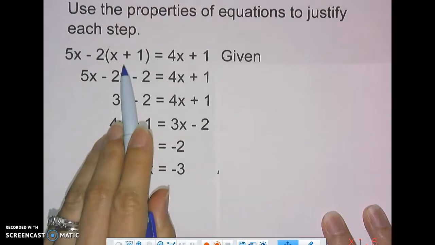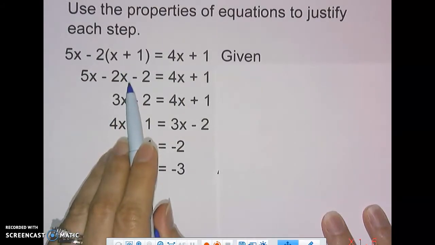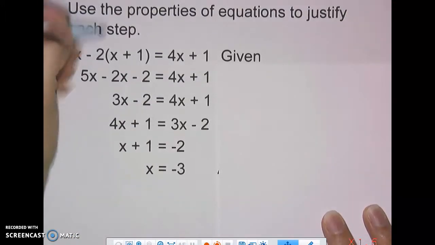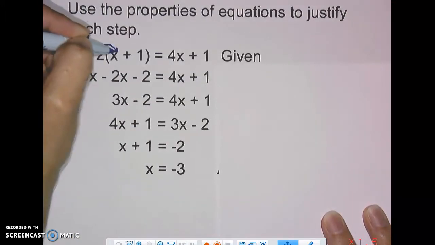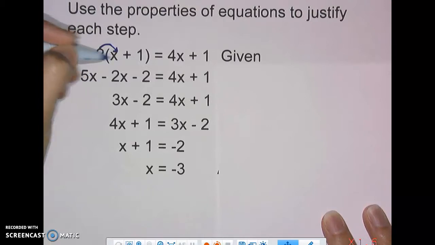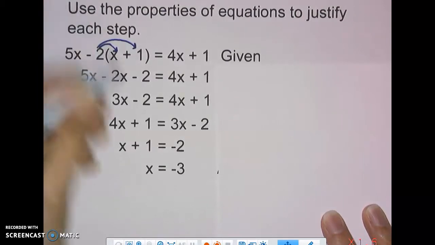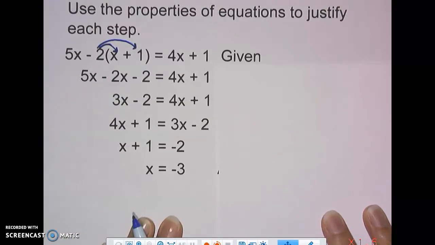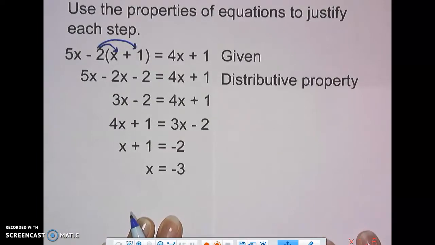We had parentheses on the left, but they went away. Well, what property is that when we can get rid of the number in front of parentheses? That's where if we take negative 2 times x, we get negative 2x, and negative 2 times 1 is negative 2. So there we used the distributive property.